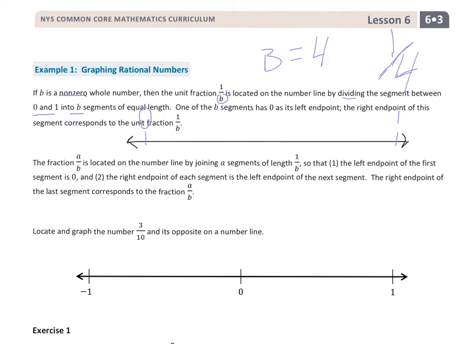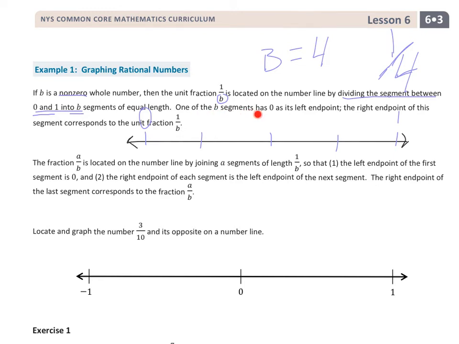So then I am dividing the segment between 0 and 1 into b segments. In this case, b is 4. Check it out. Now I have 4 segments: 1, 2, 3, 4. And the value of each of these points would be 1/4, 2/4, 3/4, 4/4.